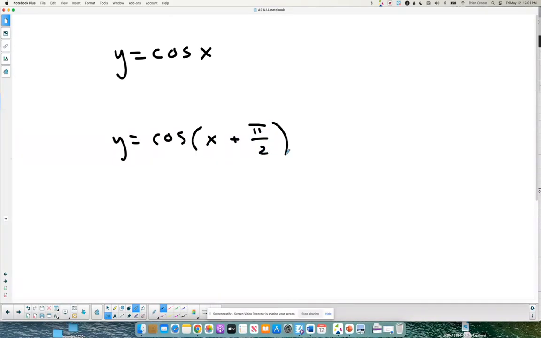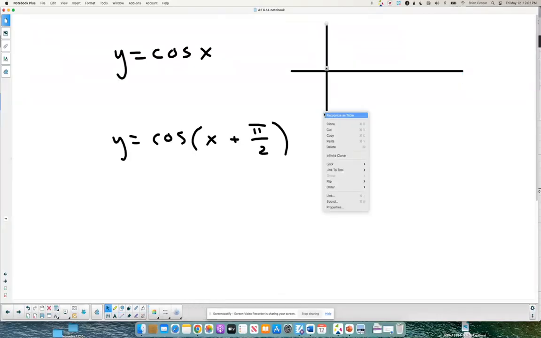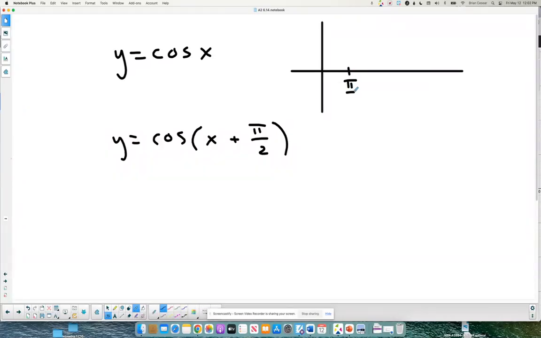Okay. So we should know that y equals cosine of x is going to have key points at pi over 2, pi, 3 pi over 2, and 2 pi. We know the period length is 2 pi. It's going to start at 1 because it's a cosine graph, go to 0, and we can get these values from the unit circle.